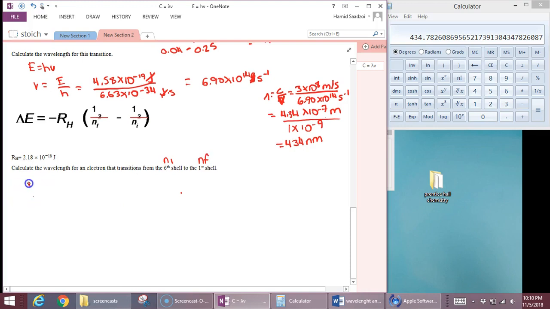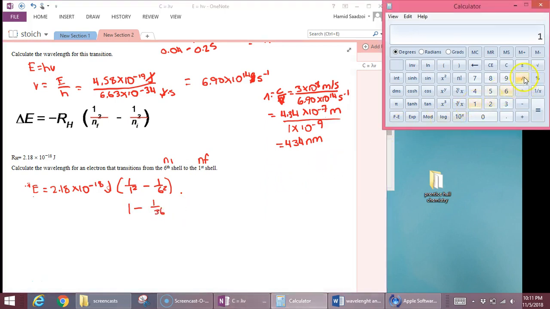So your change in E, you would expect to be 2.18 times 10 to negative 18 joules. Nf, remember, is your first shell, so 1 over 1 squared, minus Ni, which is 1 over 6 squared. Let's just do the math real quick. 1 over 1 squared is 1, so this just becomes 1 overall, and this becomes 1 over 36.